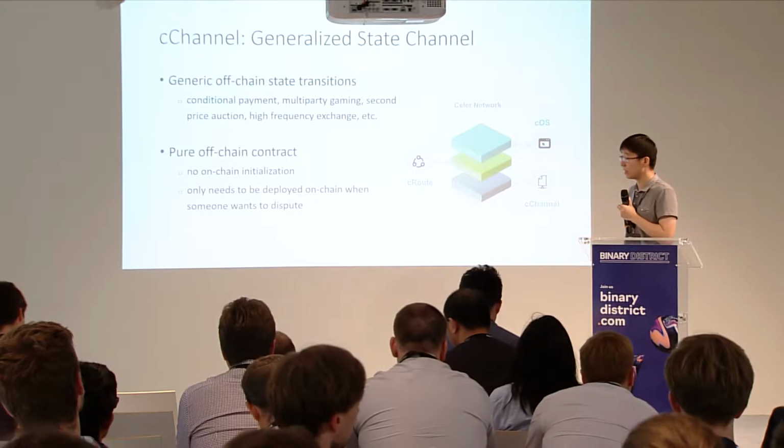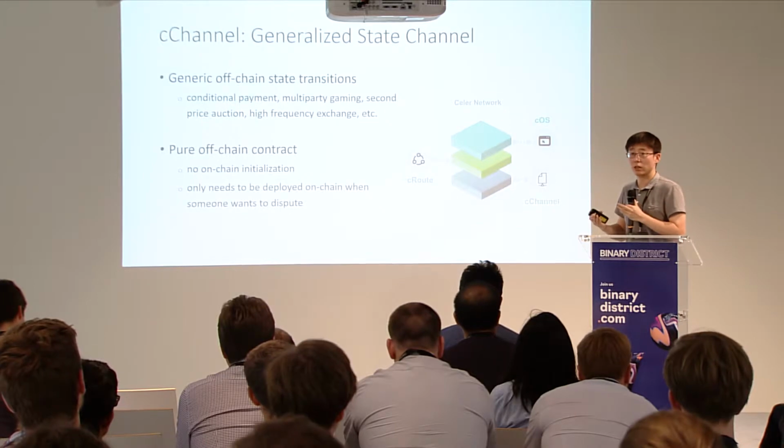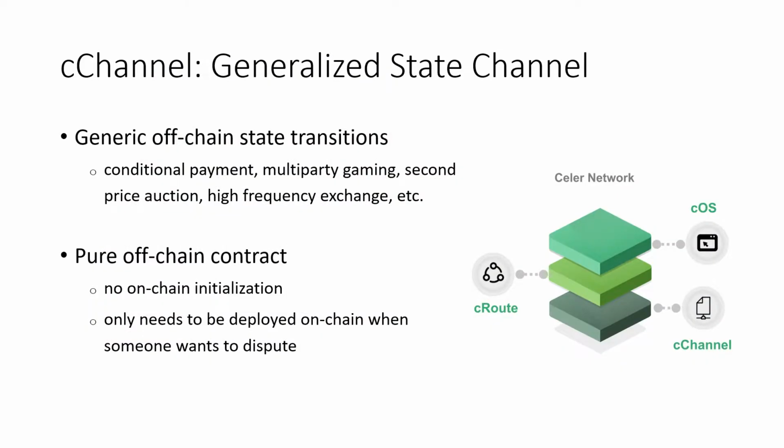But actually, this mental model is not that correct, because we don't actually need this on-chain initialization for every off-chain contract. We only need it for payment-related stuff, because we need to deposit some value on-chain to prevent double spending, basically to prevent some race condition of a common state that needs to be accessed by any other users in the blockchain.